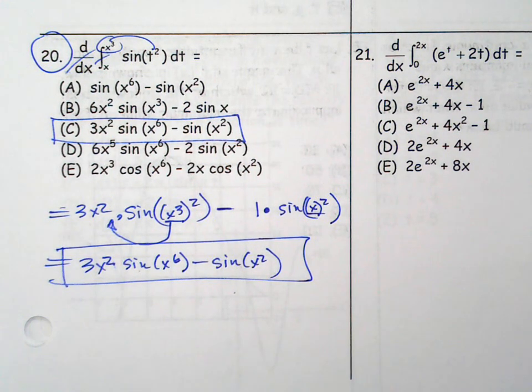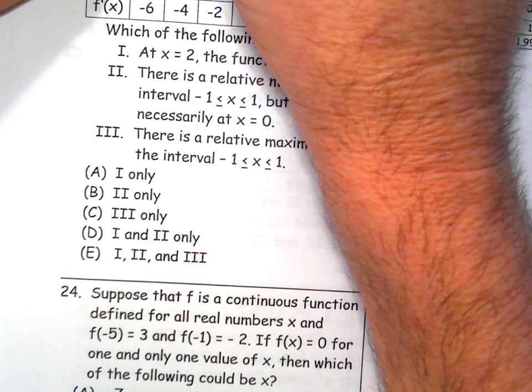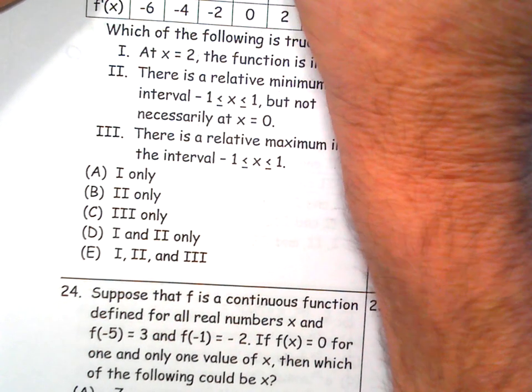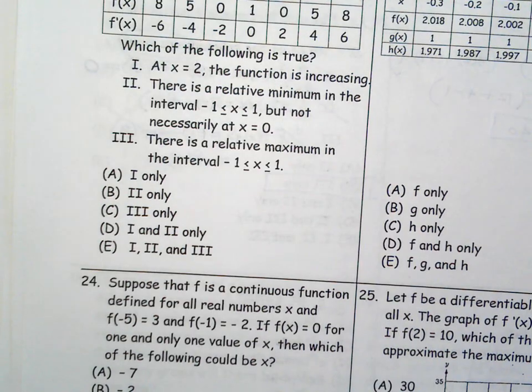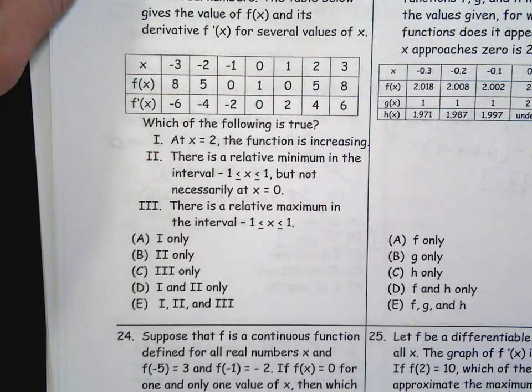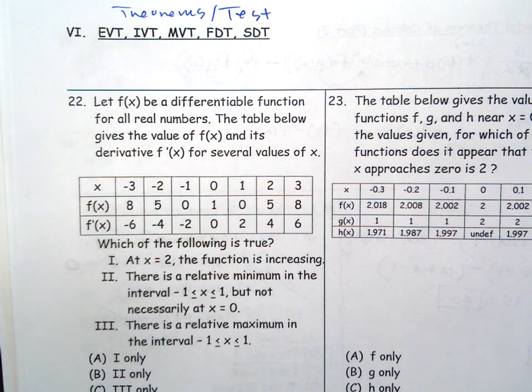Let's go to the next page. And next page is kind of a mix of a bunch of stuff. A bunch of different theorems and tests. And I'm not gonna write all these down. It's a bunch, but we've been using a lot of these: EVT, extreme value theorem; IVT, intermediate value theorem; MVT, mean value theorem; FDT, first derivative test for relative extrema; SDT, second derivative test for relative extrema.